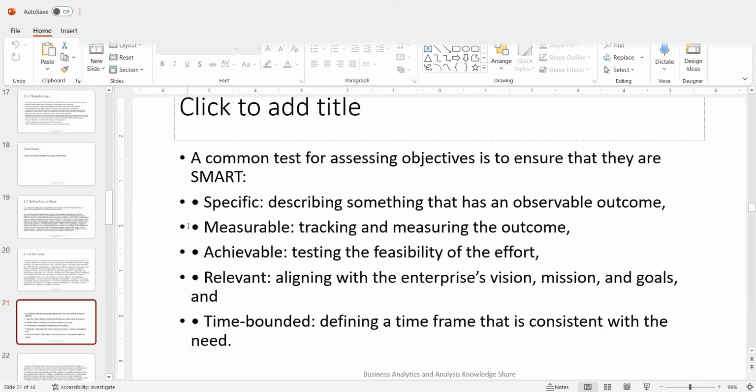A common test for assessing objectives is to ensure that they are SMART. So you want SMART to be specific, describing something that has an observable outcome; measurable, tracking and measuring the outcome; achievable, testing the feasibility of the effort; relevant, aligning with the enterprise's vision, mission, and goals; and time-bounded, defining a time frame that is consistent with the need.